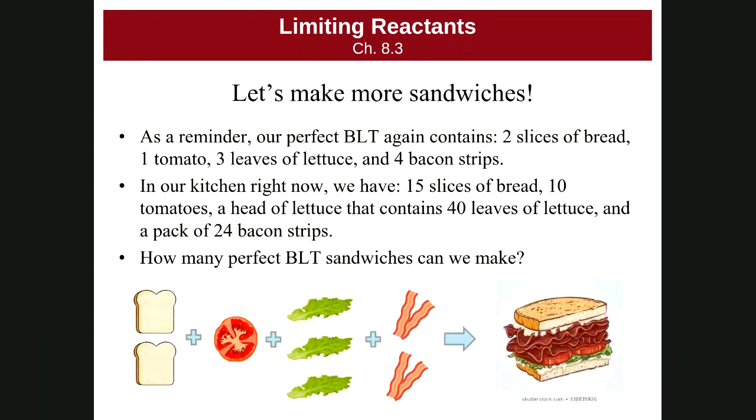So let's make some more sandwiches. As a reminder, my perfect BLT recipe contains 2 slices of bread, 1 tomato, 3 leaves of lettuce, and 4 bacon strips. In our kitchen right now, we have 15 slices of bread, 10 tomatoes, a head of lettuce that contains 40 leaves of lettuce, and a pack of 24 bacon strips. So we have to use our recipe to find out which one of those is our limiting ingredient.